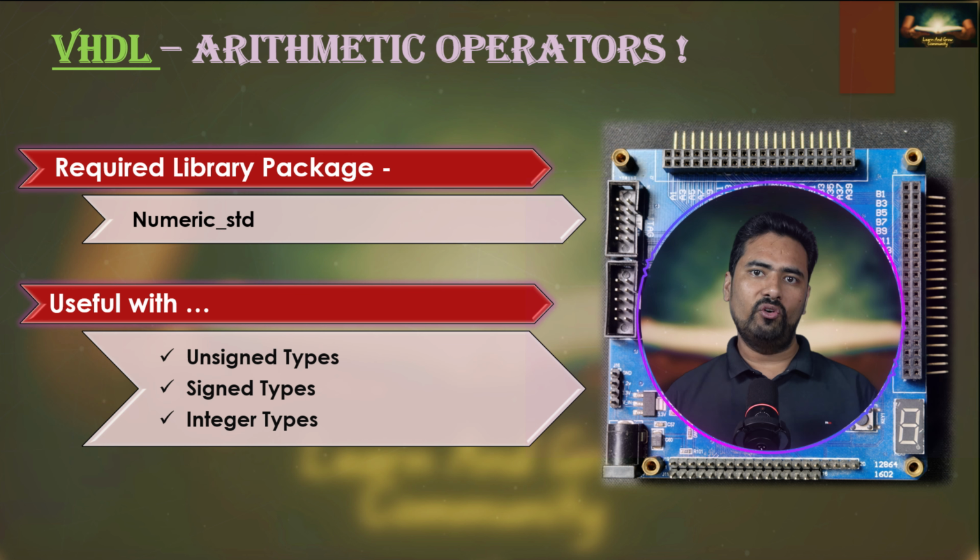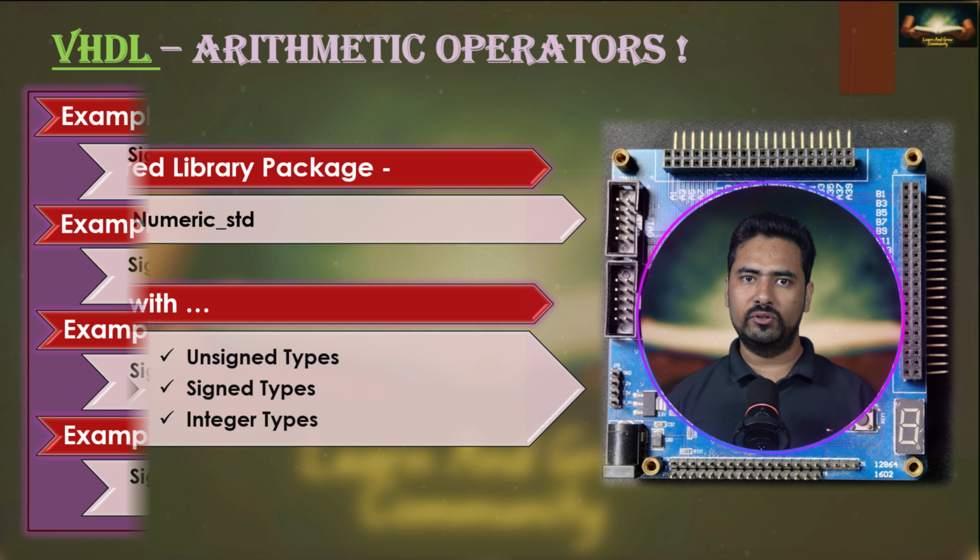Arithmetic operators are defined in the numeric_std package in VHDL. Hence, to use these arithmetic operators, please ensure that you declare the numeric_std package at the beginning of your VHDL code. This declaration will allow you to perform arithmetic operations on signed or unsigned values or the integer data types in your VHDL codes.